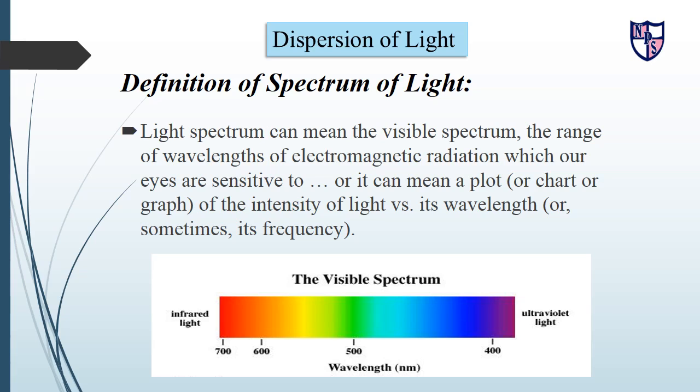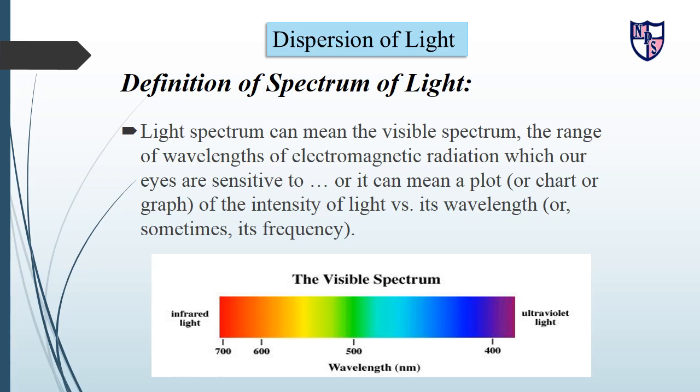What is the spectrum of light? Light spectrum can mean the visible spectrum, the range of wavelengths of electromagnetic radiation which our eyes are sensitive to, or it can mean a plot, chart or graph of the intensity of light versus its wavelength, or sometimes its frequency.